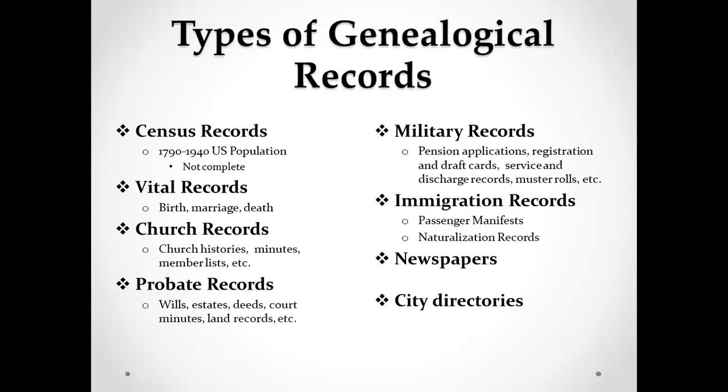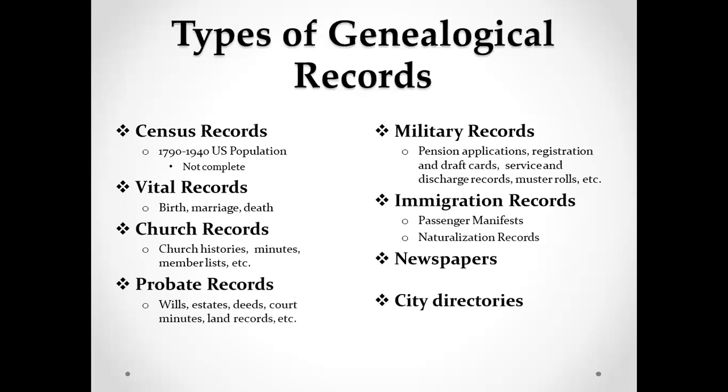Vital records are typically considered birth, marriage, and death, and then today we also consider divorce records as part of those vital records. Church records, that can be a church history, minutes, member list, or a directory, if you will, funeral programs. Probate records are things like wills and estates, land records, deeds, court minutes, and all types of things like that.